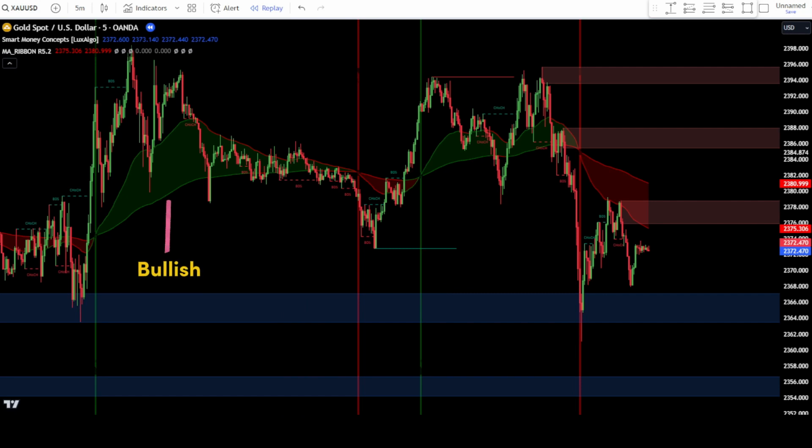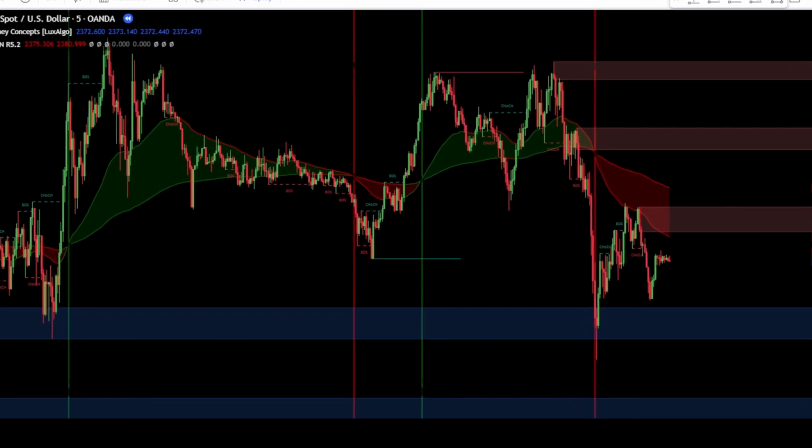If the MA ribbon indicator is green, it indicates a bullish trend. In this scenario, your main focus should be finding the best points to place buy orders. Conversely, if the MA ribbon indicator is red, it indicates a bearish trend. And in this position, your main focus should be finding the best points to place sell orders.